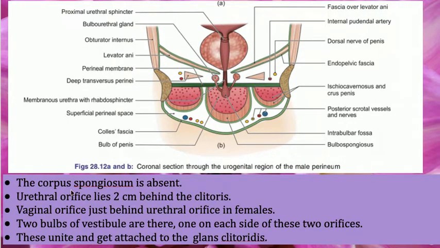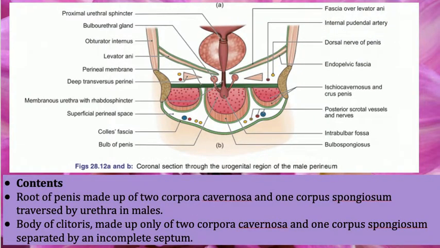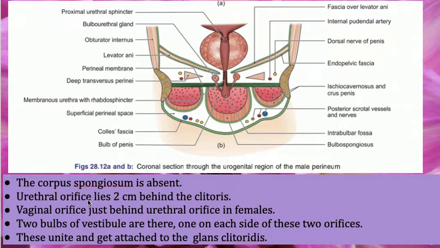Okay? So in females, the corpus spongiosum is absent. The urethral orifice lies 2 centimeters behind the clitoris. The vaginal orifice lies behind the urethral orifice in females. The two bulbs of the vestibule are on either side, and they are united and get attached to the glans clitoris.